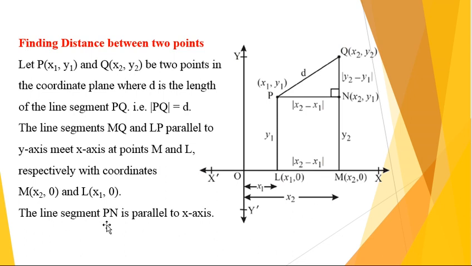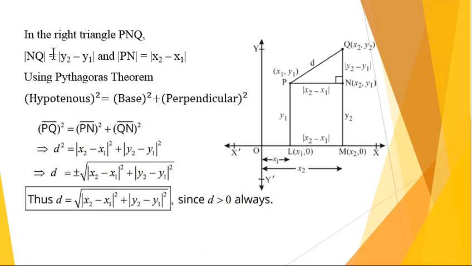The line segment PN is parallel to the x-axis. See, the PN line segment is parallel to the x-axis. Okay, now in the right angle triangle PNQ, you are observing there is a triangle PNQ, and this is indicating that it is a right angle triangle. So by using this triangle, we have to find the distance between the points P and Q.